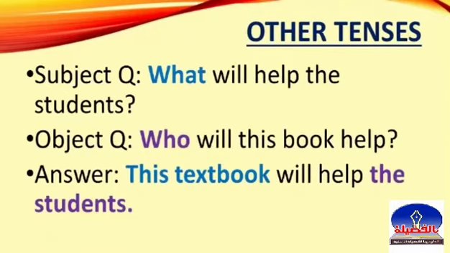In the future, the auxiliary verb is will, and we use it in both subject and object questions. For example, this textbook will help the students. The subject is this textbook, and the object is the students. So, to form the subject question, ask, what will help the students? And to form the object question, ask, who will this book help?